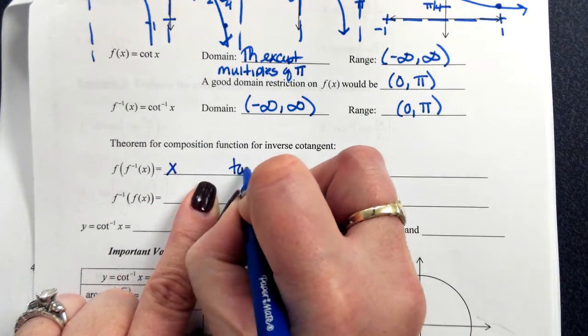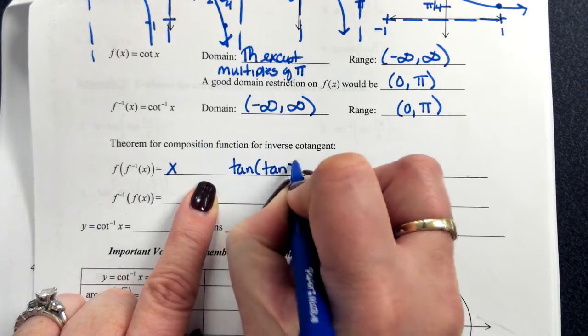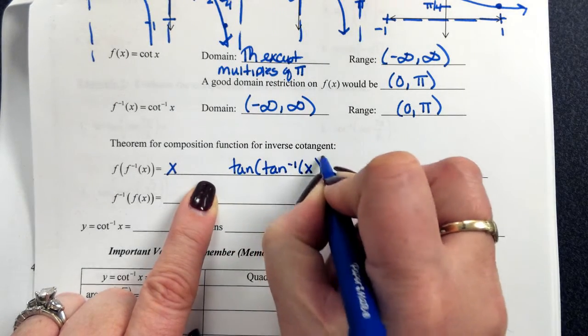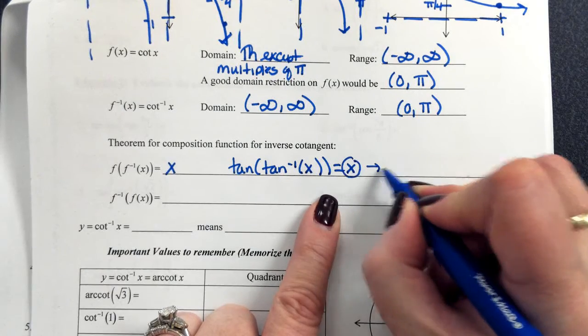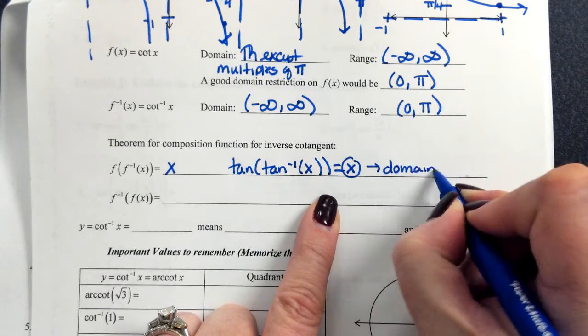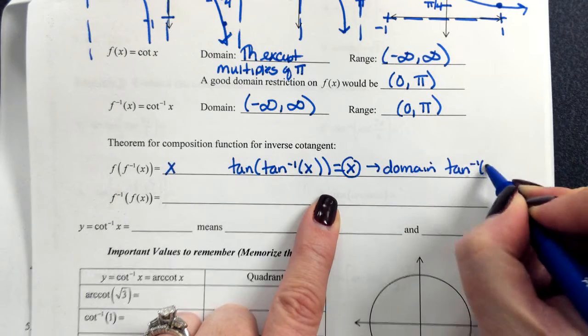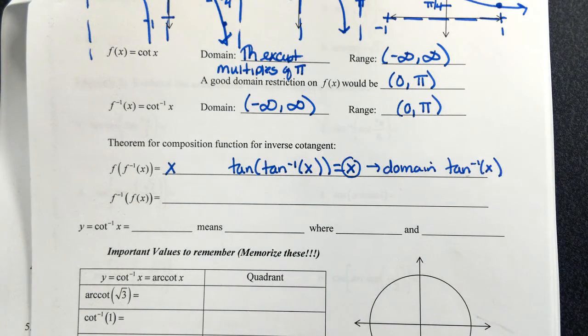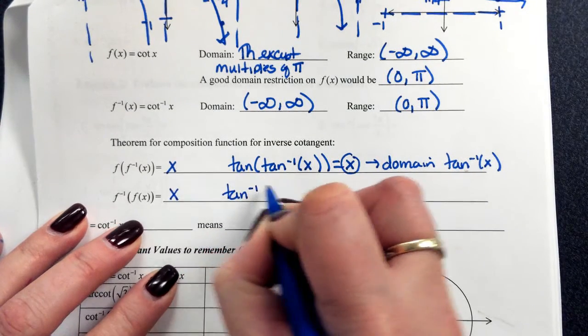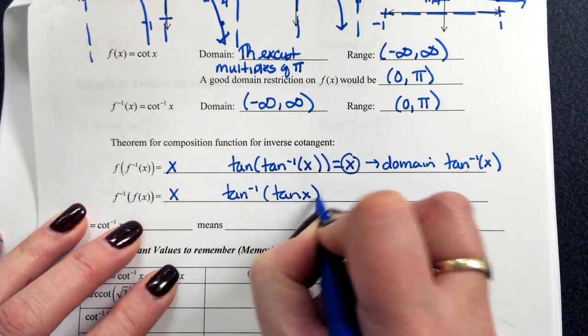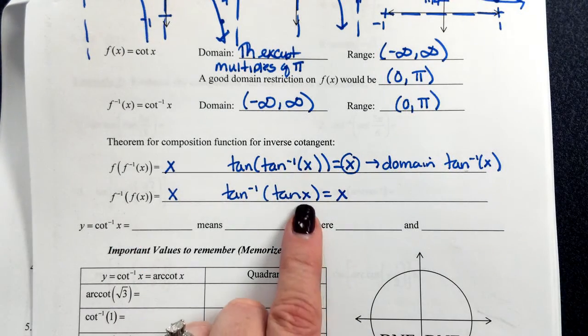For tangent to become a composition with its inverse, it's only true if x has to be in the domain of your inverse tangent of x. Again, if you do the composition like I've been saying, inside out, you don't have to worry about this. So that's different than your algebra functions. Again, if you go the other way, your inverse tangent composed with your tangent of x, it's only equal to x.